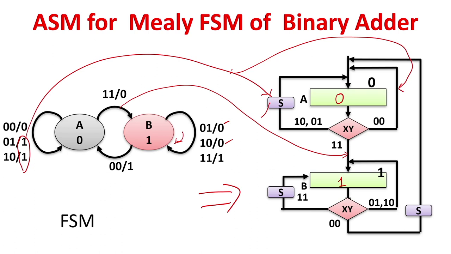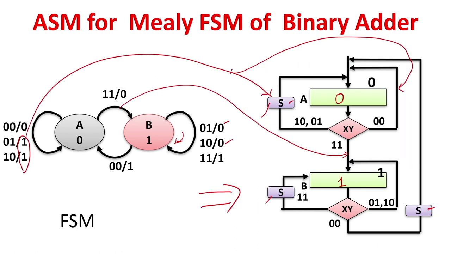So this is the ASM diagram. Correspondingly, you can draw the ASM diagram. Once you draw the ASM, we want to generate circuits from it. This is kind of reverse engineering, but we want to do that. This represents when sum is equal to 1. If you are currently in B and you get a 00, then it will generate sum 1. In those 3 cases it generates sum equal to 1.